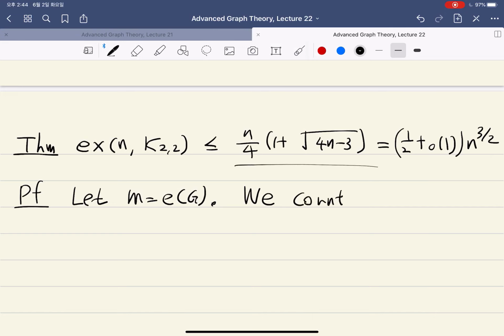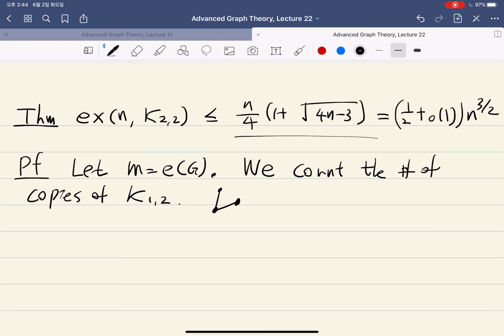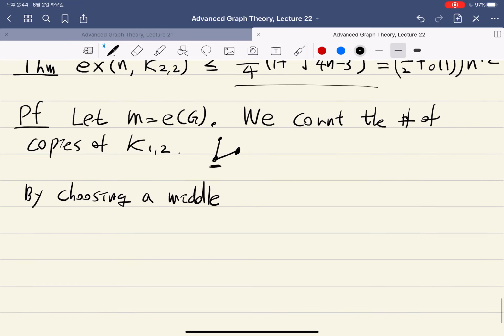So what we do is we count the number of copies of K_{1,2}. So K_{1,2} is the same as P_3. So it's a path of 3 vertices. So how do we count it? We choose a vertex which is going to play the role of the middle vertex. In G, we choose one vertex which will be this, and then choose the other two vertices. And we count them.